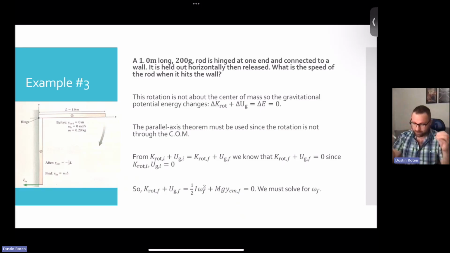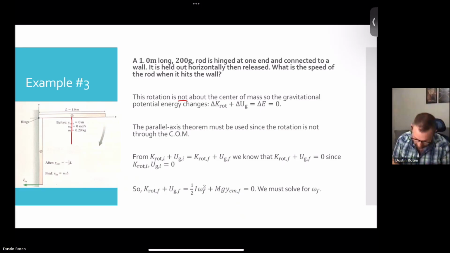So if we have this 1 meter long, 200-gram rod that's hinged on one end, connected to the wall, and it's held out horizontally then released, what is the speed of the rod when it flies down and hits the wall? So this rotation is not about the center of mass. So the gravitational potential energy does change, right?